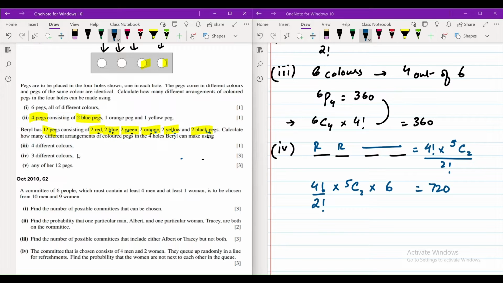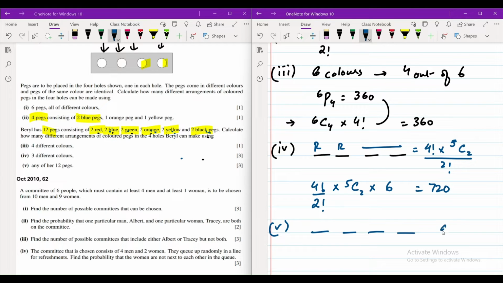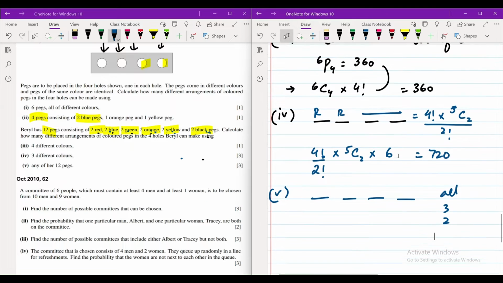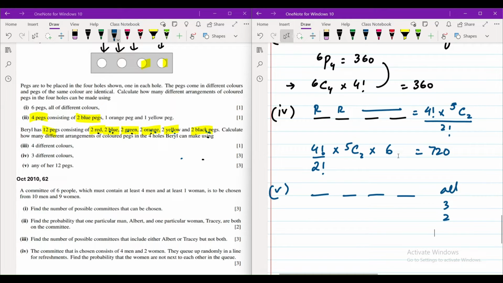We can have how many different colors possible? We can have all different colors also, 4 different colors. We can have 3 different colors also. We can have 2 different colors also. But we cannot have one single color, right? Because we do not have 4 of any one of them.